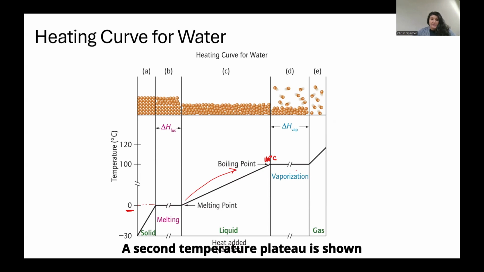A second temperature plateau is shown when vaporization occurs, and this is at that boiling point. And then once all the intermolecular forces are broken, then you only have gas molecules, and the gas molecules are being warmed.